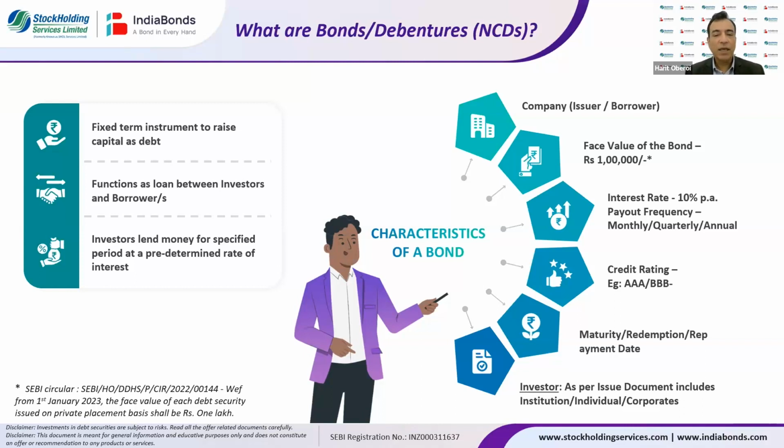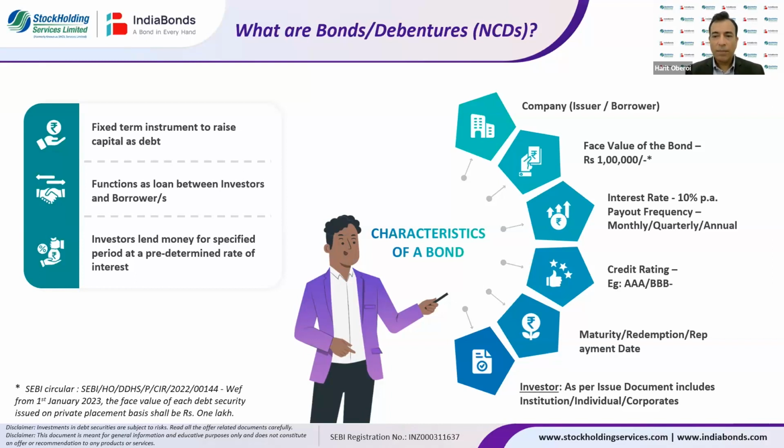So there is a third party agency who does the credit evaluation of the issuer. इस एजेंसी को बोलते हैं क्रेडिट रेटिंग एजेंसी, and they give a credit rating, AAA being the highest rating or the best rating which the issuer can get. We will learn more about the credit rating in the following slides.